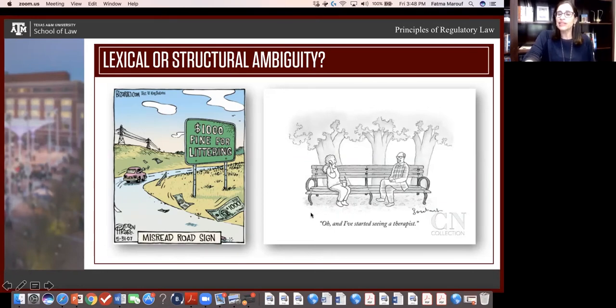On the other side here, we have a photo of a woman on the phone saying, "Oh, and I've started seeing a therapist." So does that mean she's dating a therapist, or does that mean she's actually seeing a therapist sitting on the bench next to her? Again, here we have an ambiguous word, and it's "seeing." And because it's that word that's ambiguous, this is lexical ambiguity rather than structural ambiguity.